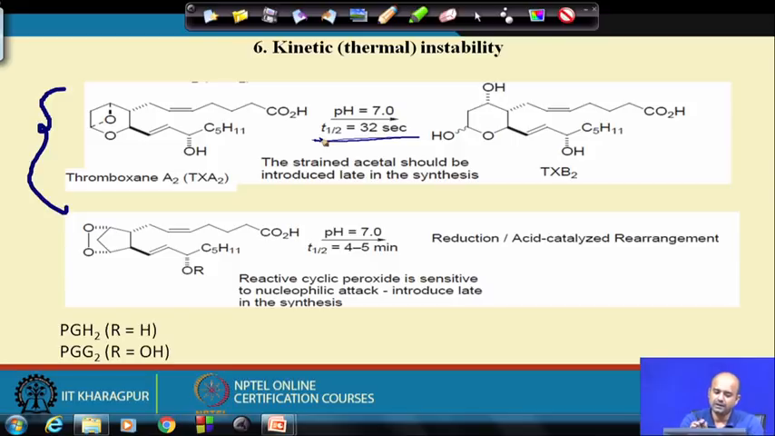So, it means that the strained acetal group should be introduced in the late stage of the synthesis. You cannot carry this part along as a starting material and then make this bond, because this is very unstable. The same thing is applicable for this part also, this prostaglandin. So, those are the finer points which you always need to take care of.